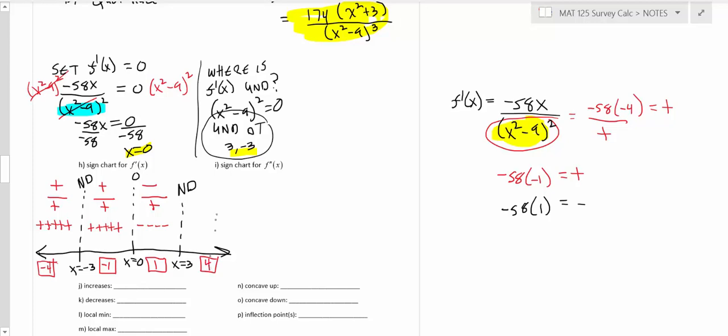Now let's go to 4. Okay, again, positive denominator. Negative 58 times 4 is negative. So it's negative over positive, so it's negative again like that. Okay, that's how you do that then.